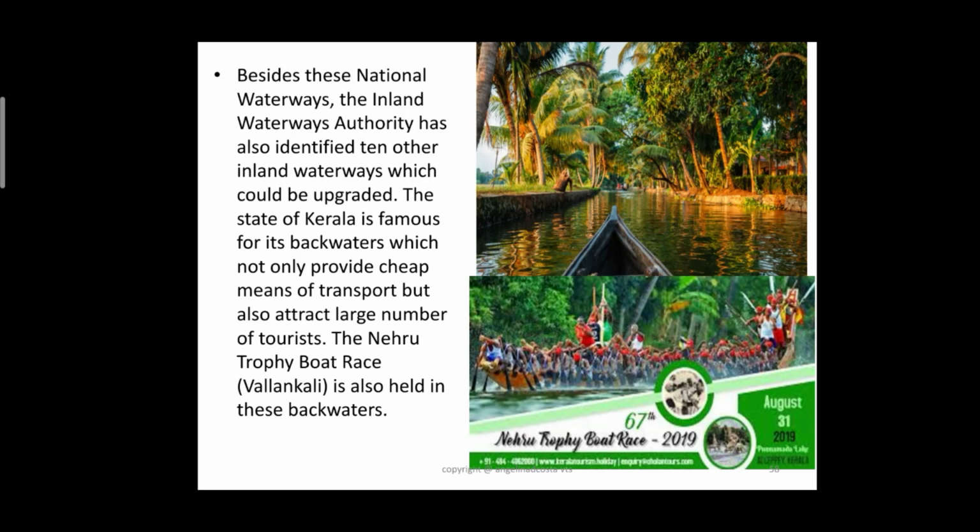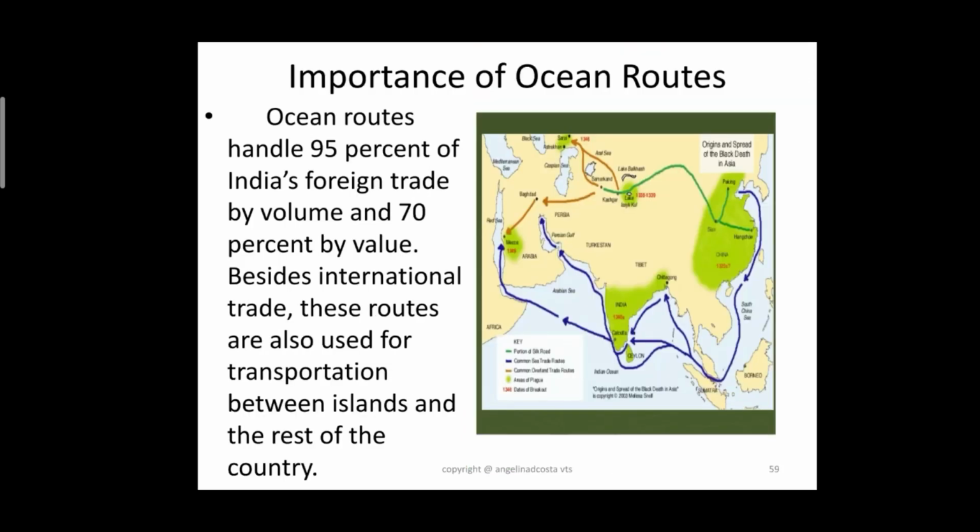Factors affecting inland water transport. Regular flow of water is required. Silting of riverbeds reduces the depth of the water and desilting is a costly affair. There should be enough demand to make inland waterways economically viable.